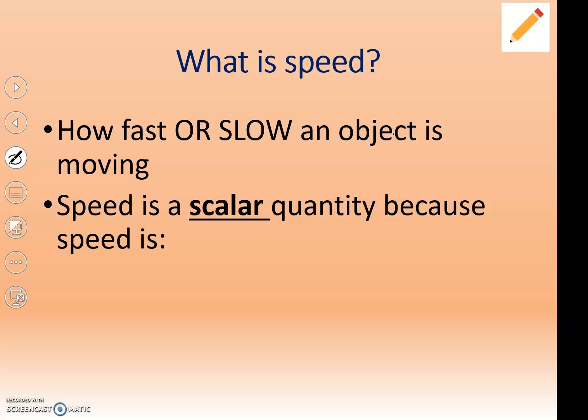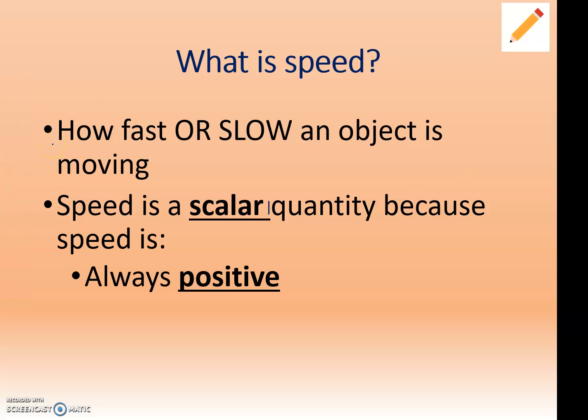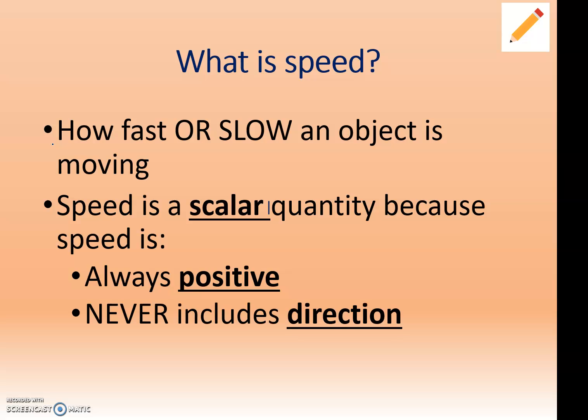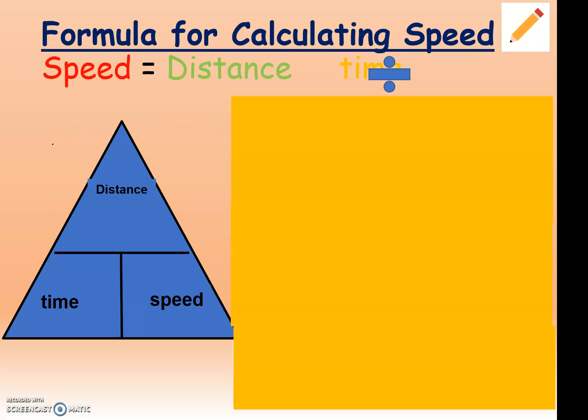We've already talked about scalar quantities and how they focus primarily on the magnitude, so the number value. Speed is always positive because it relies on distance, and we already know that distance is always positive. Speed never includes direction. So anytime you're telling me a speed answer, it will never include direction.